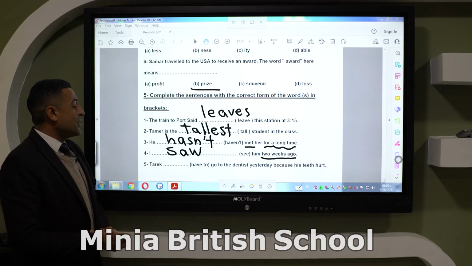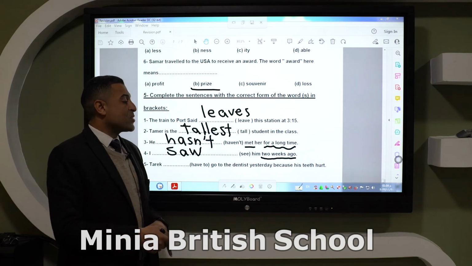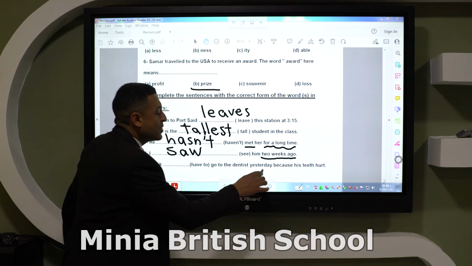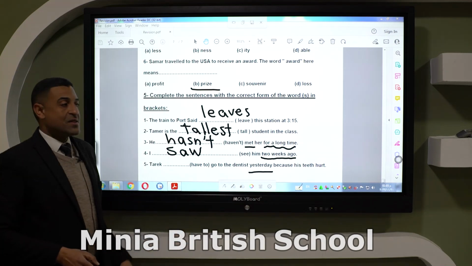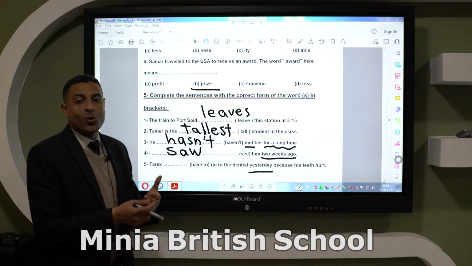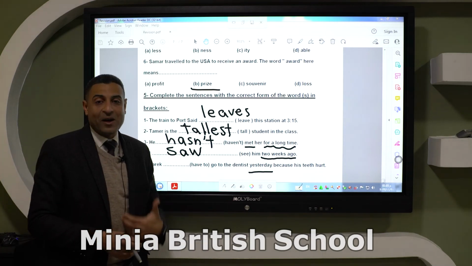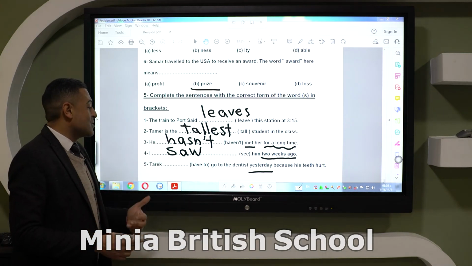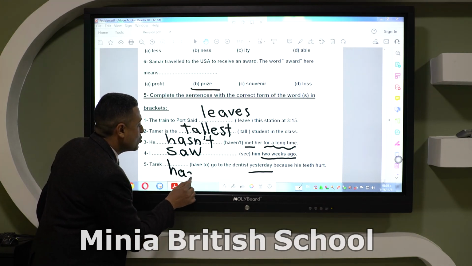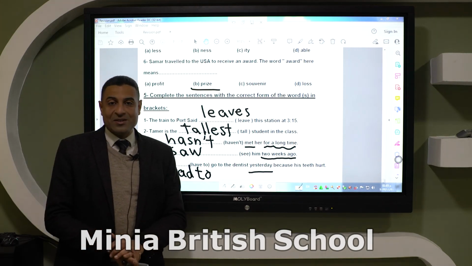Tariq have to go to the dentist yesterday because his teeth hurt. So here we have the word yesterday, and this is something which was necessary, something which was important. So if I'm talking about something that was necessary for someone to do in the past, or important to be done in the past, we have to use had to. Had to. And that was the answer.